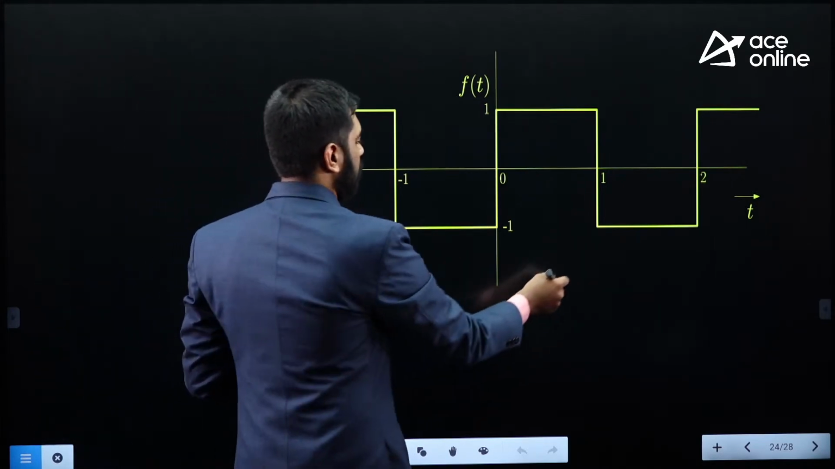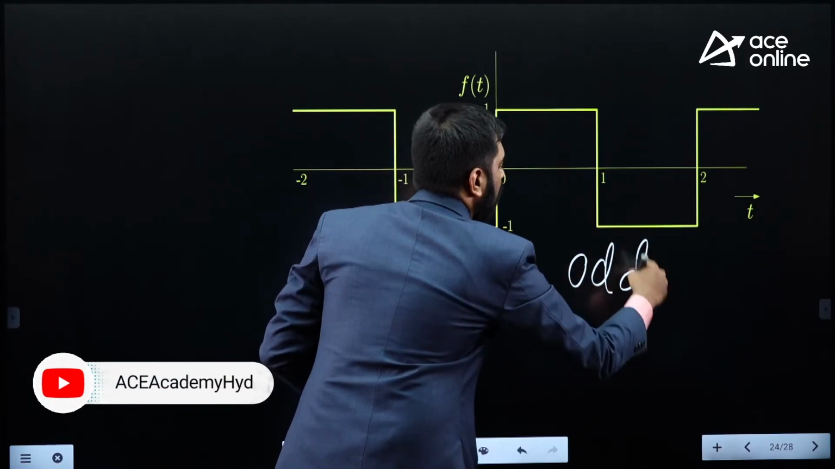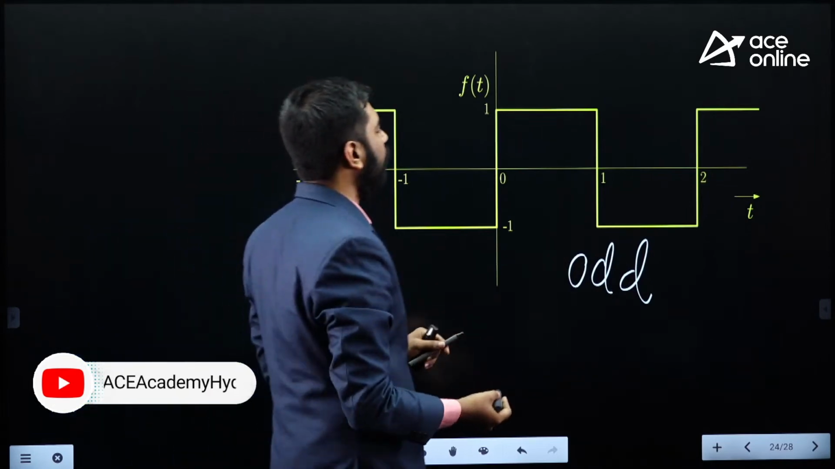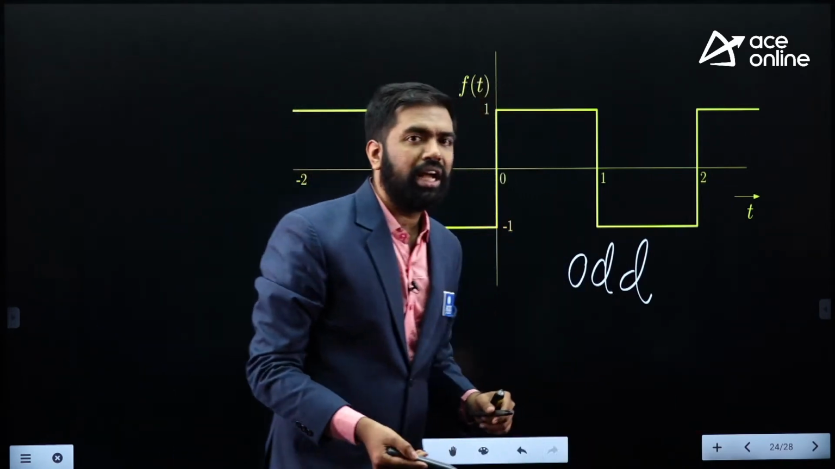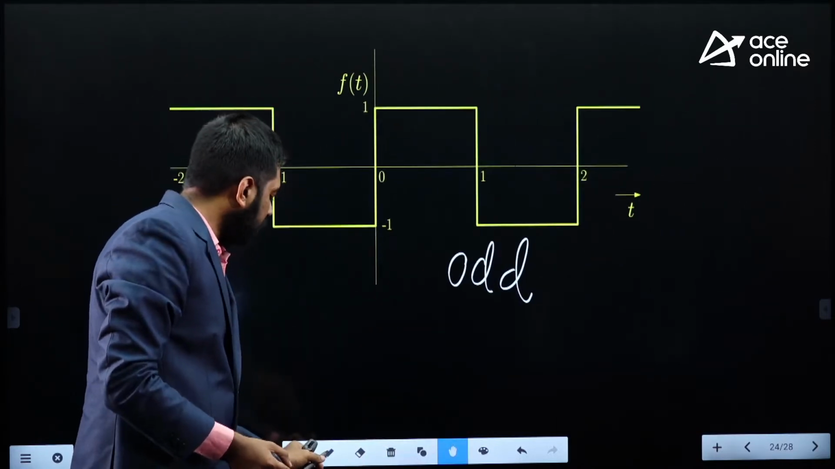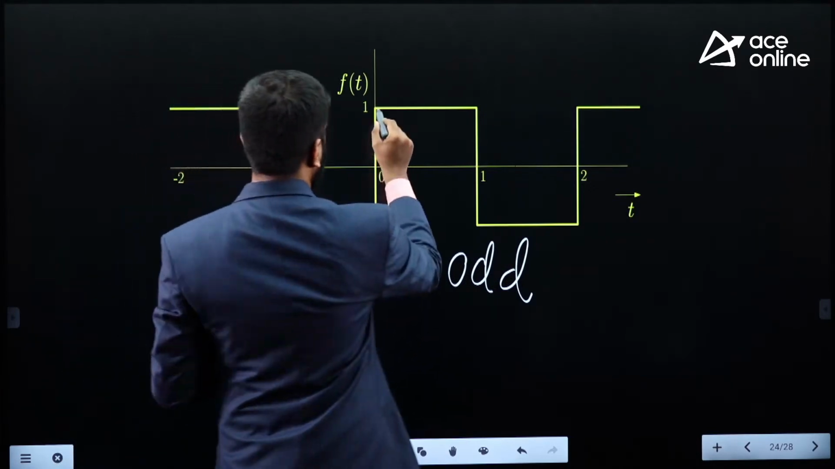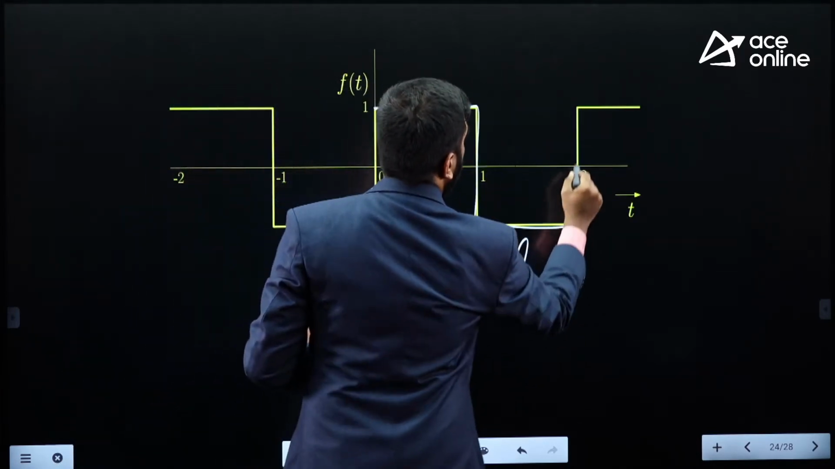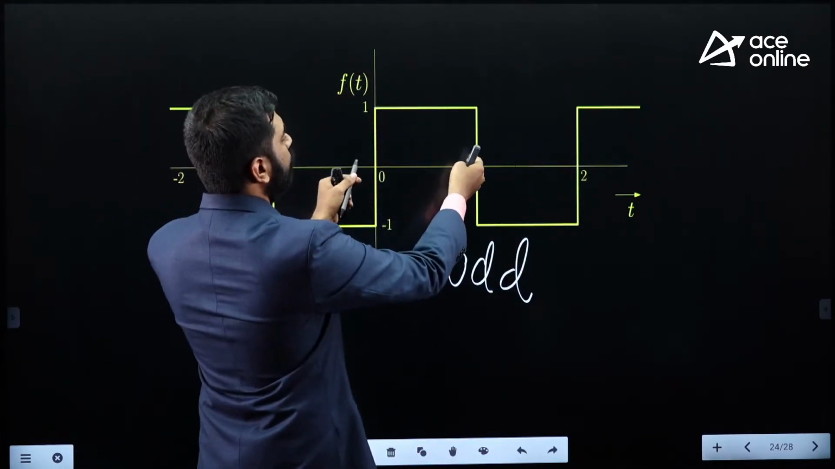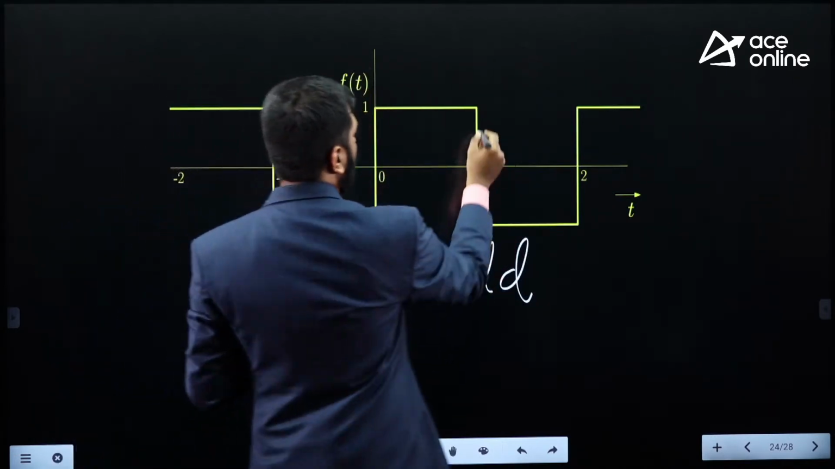So first of all, it's odd. Do we have any other symmetry? Now for that, I'll check whether this has got half wave symmetry or not. So what will you do for half wave symmetry? You have to consider the periodic signal in one fundamental period and then shift this portion to the other half, like this.